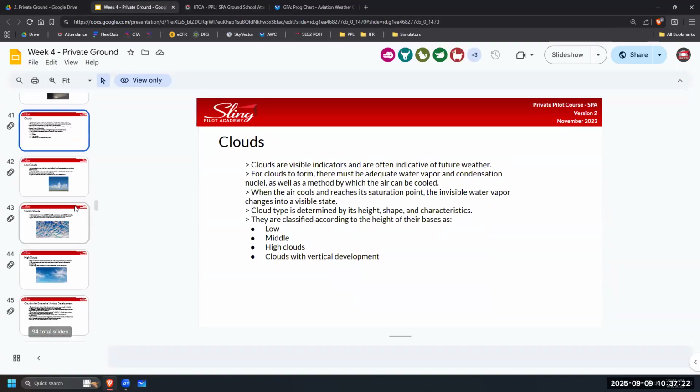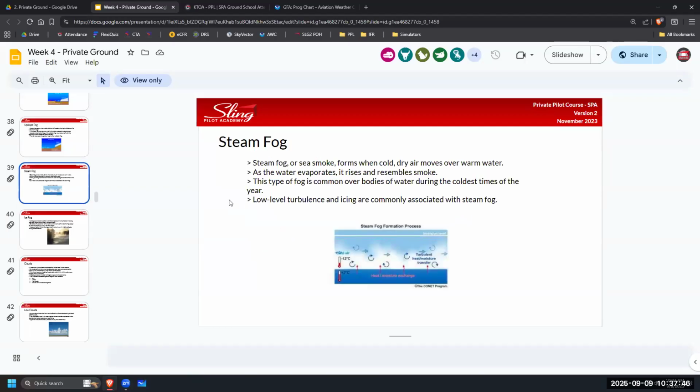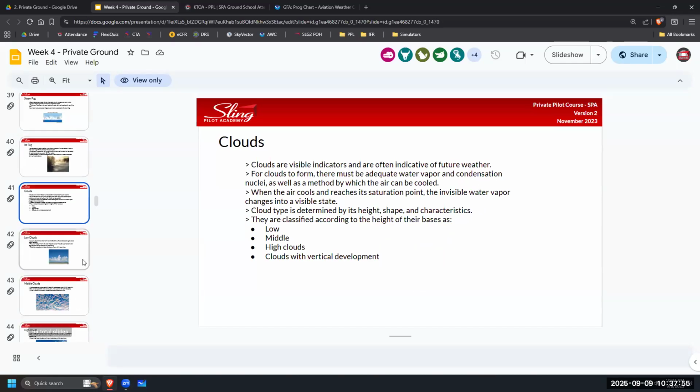Does someone remember how steam fog works? Steam fog over the water. It's like the opposite of advection fog. The water's warm and there's cold air blowing over it. Yes. Cold, dry air from the land is pushing over warm, moist air. So then as the water evaporates, it rises and resembles smoke on top of the water. Okay.